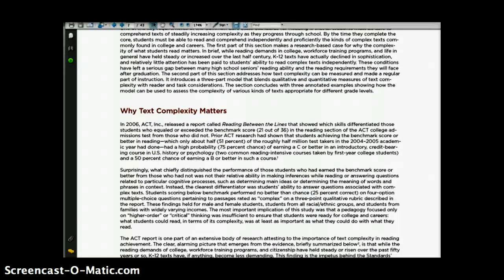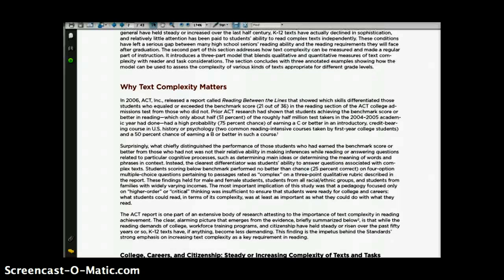But what it talks about is that only 50% of students who took the ACT between 2005 and 2009 were able to earn a B or better in their courses in college. This is actually the 2006, but the same information was again found in 2009. So less than half of our students are prepared to be successful in college.